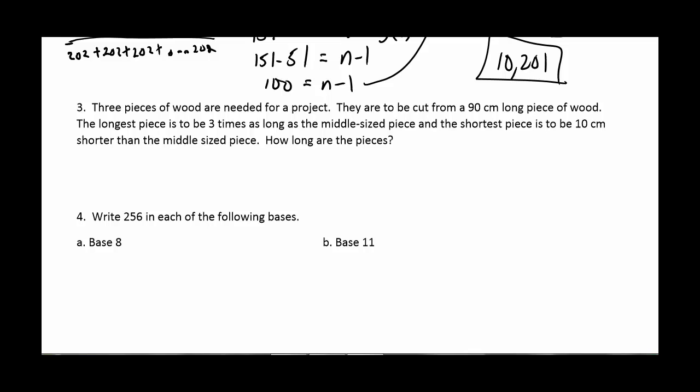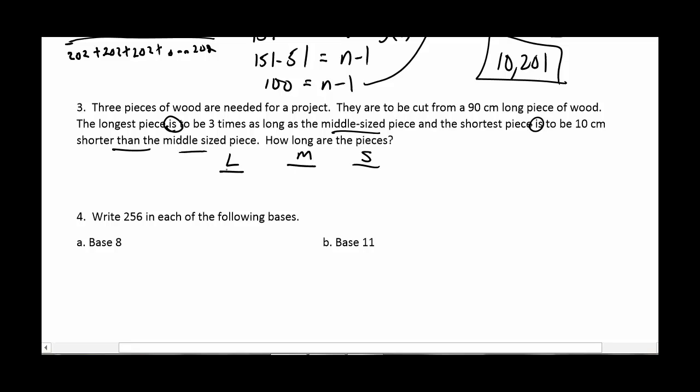3 pieces of wood are needed for a project. They are cut from a 90 centimeter long piece of wood. The longest piece is, and "times as long" is an important math phrase, 3 times as long as the middle-sized piece, and the shortest is to be 10 centimeters shorter than the middle. Okay, how long are the pieces? So we have a long piece, a middle piece, and a short piece.